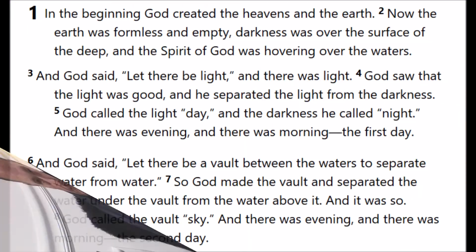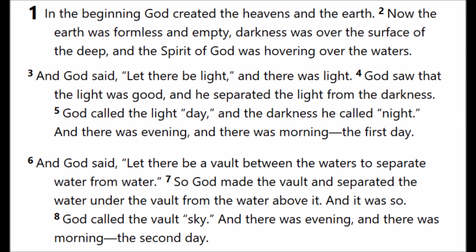Genesis, chapter 1, beginning. God created the heavens and the earth. Now the earth was formless and empty. Darkness was over the surface of the deep, and the Spirit of God was hovering over the waters. And God said, "Let there be light," and there was light. God saw the light was good, and he separated the light from the darkness. God called the light day, and the darkness he called night. And there was evening, and there was morning, the first day.